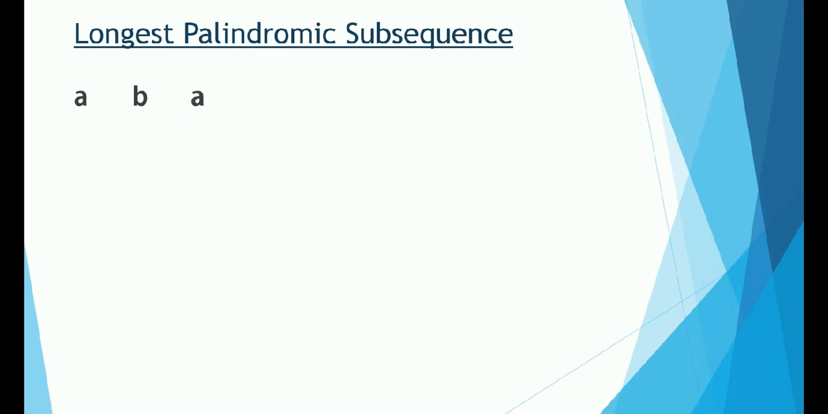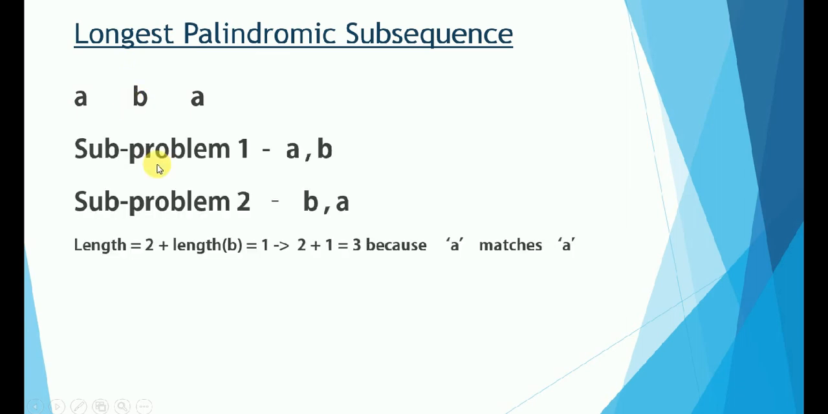So what is the length of this particular string going to be? It is going to be A plus A, that means 1 plus 1, 2, plus the length of this B. So the length of the string ABA is going to be 2 plus length of B. 2 is going to be the length of A and A, which is going to give me 3 as the answer because A matches A.